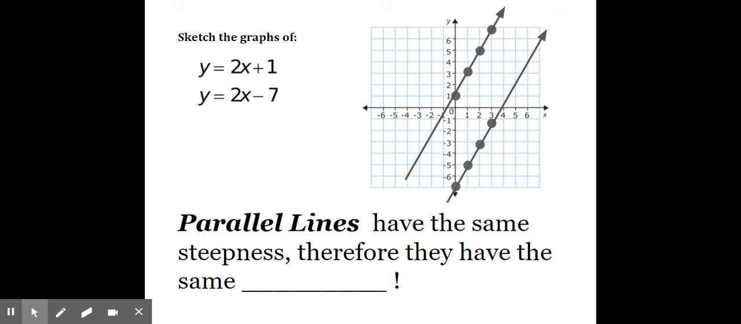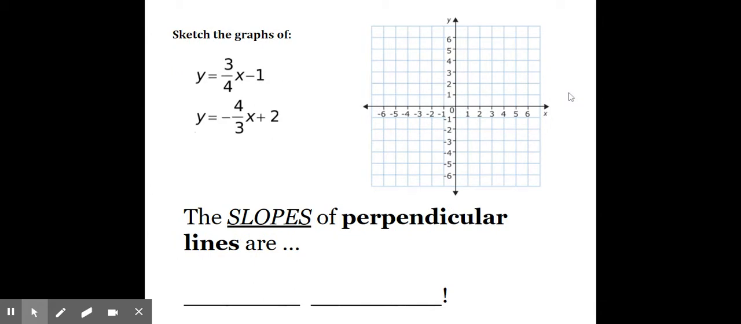Yeah, parallel lines have the same steepness. Therefore, they have the same slope. So when two lines have the same slope, they are going to be parallel, which means they're going to run on forever and never touch each other. They will have the same slope, but different intercepts.